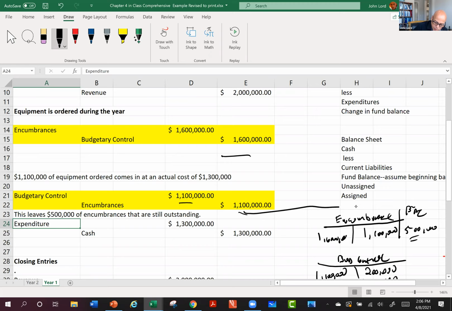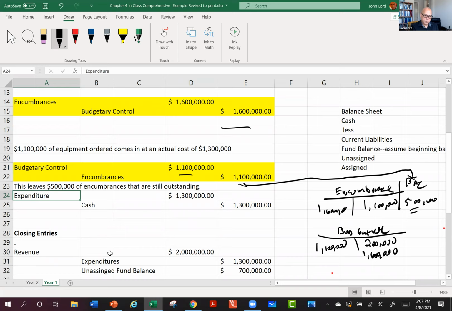But it comes in and it says the actual cost is 1.3. So remember, as we said last time, I go ahead and I encumber for what I think it's going to be. It could come in a little bit different. And if it does, then I go ahead and reverse it for the amount I set it up for. And then I debit expenditure here and credit cash for the actual amount, 1.3. Question? Okay, good. And that's all that happens for the year. That's it. Okay, so now what?